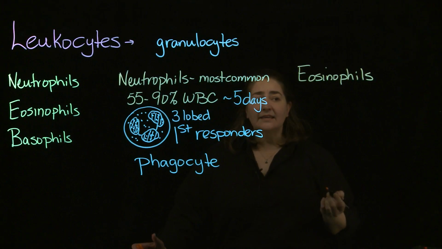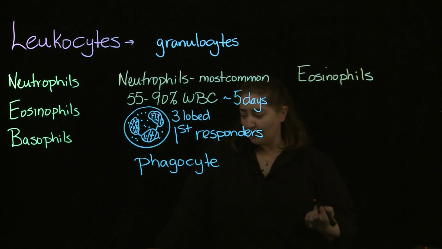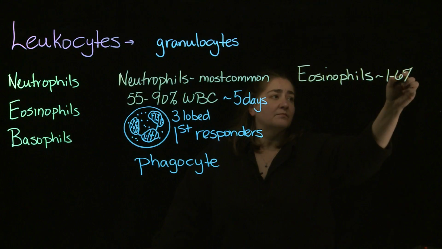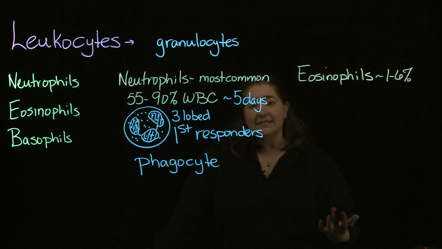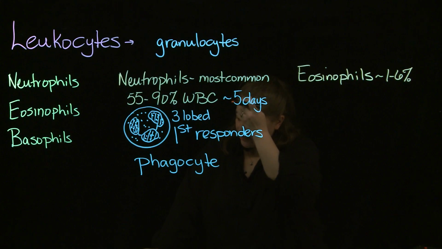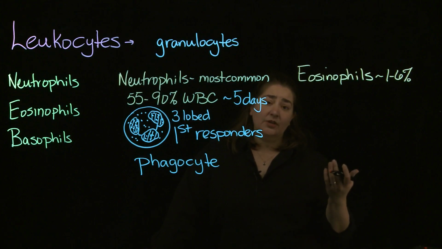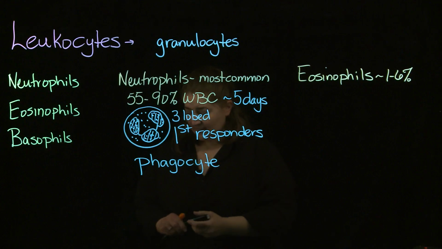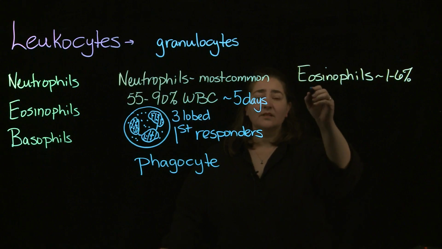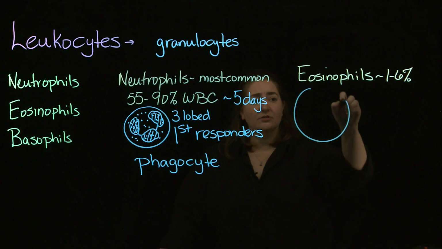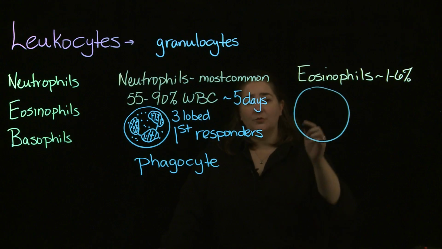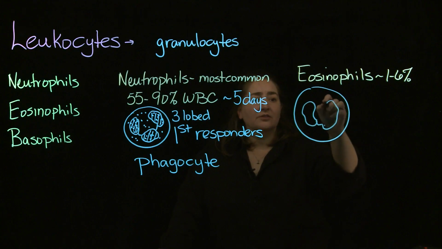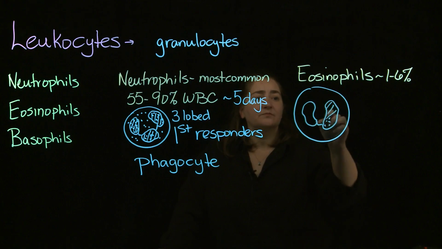All right, eosinophils are a bit more rare. Typically anywhere from 1 to 6% of the white blood cells that you look at underneath a microscope are going to be eosinophils. And eosinophils, in terms of their structure, are also going to have a lobed nucleus. Typically the eosinophils look like they have 2 lobes.